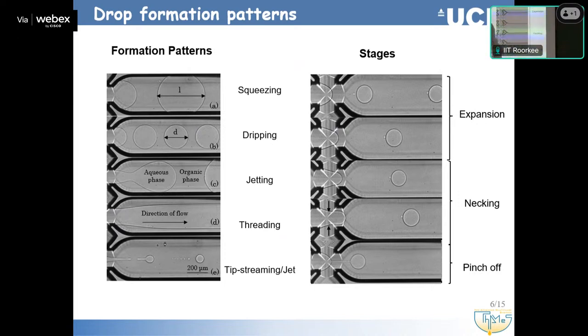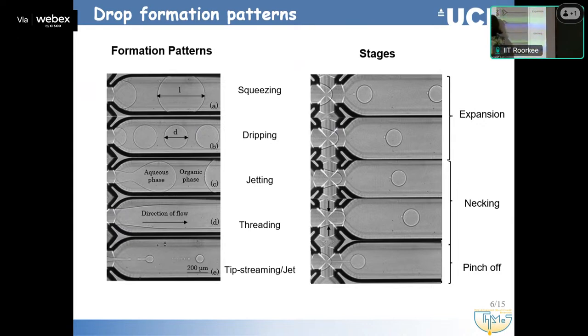So this is the flow configuration. I don't think I mentioned it. We have the main phase, the dispersed phase coming here, and the two side phases, the continuous phase, coming from the sides. So in this case, your dispersed phase goes a little bit and then forms a jet that in the end breaks here to form the aqueous phase.